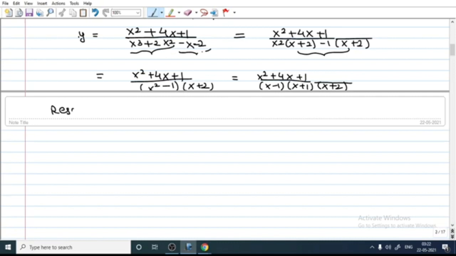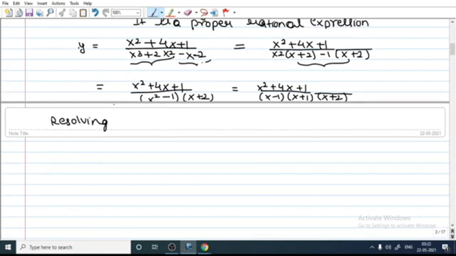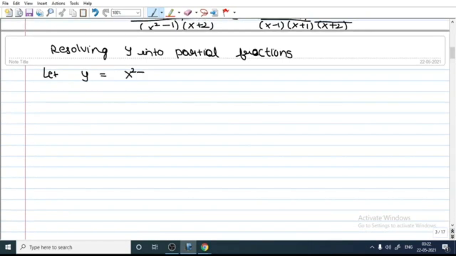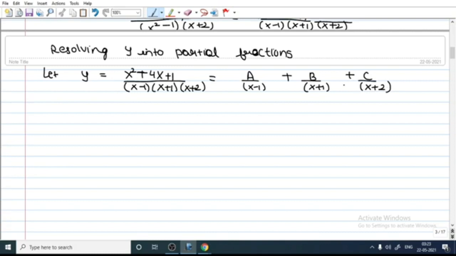Now resolving y into partial fractions. So if I resolve, let y equal to x square plus 4x plus 1 the whole upon x minus 1, x plus 1 and lastly x plus 2, which we will write as a upon x minus 1, b upon x plus 1 and c upon x plus 2, right?